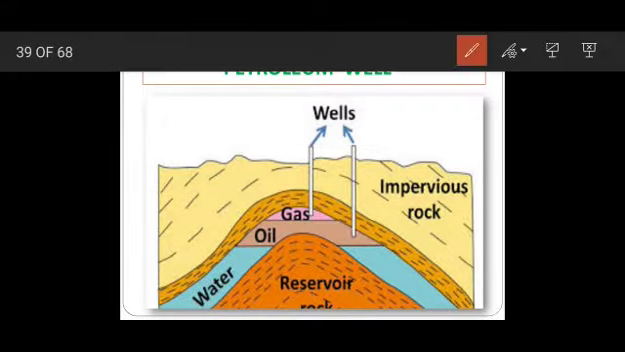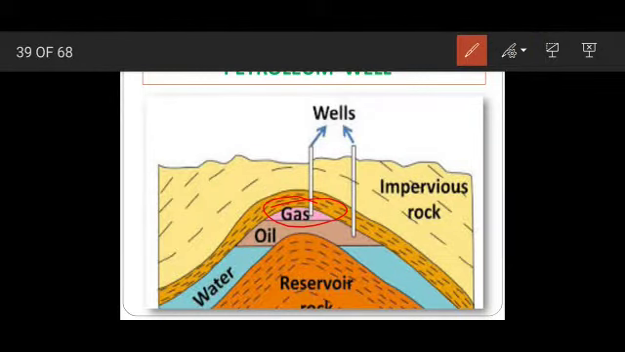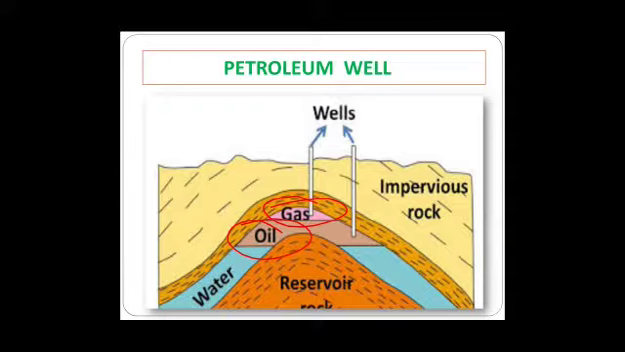This is layer 1 which is impervious, this layer 2 which is again impervious, means non-porous. They do not allow any substance to enter. In between the two impervious layers, there is a pervious layer, and this layer has oil and natural gas. We dig a well and we extract oil and natural gas. So gas being lighter is at the top and oil being heavier is at the bottom. So this is how a petroleum well is.